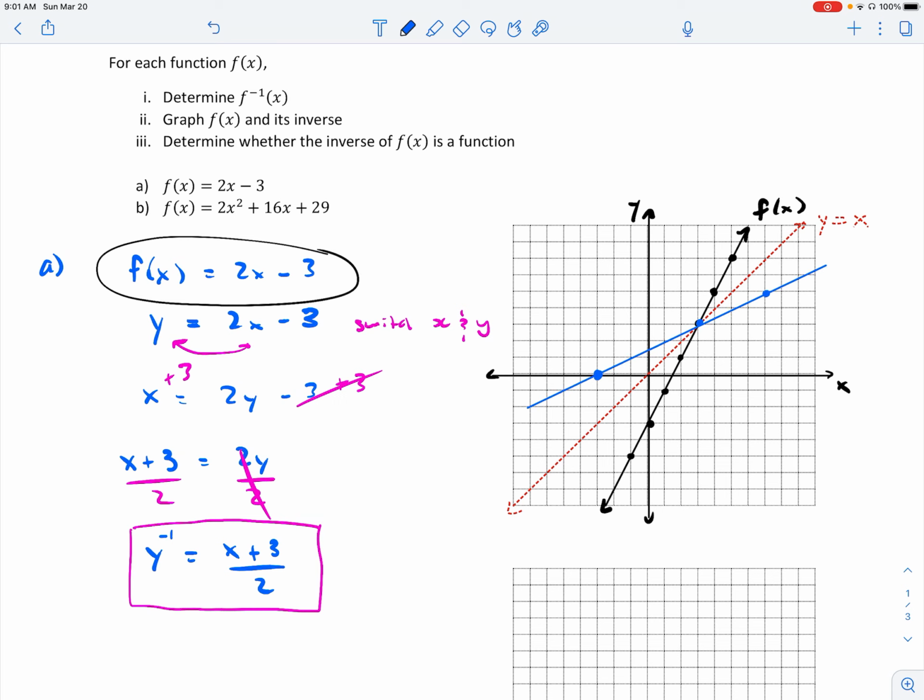I also know that when I do the inverse of a function with a slope of 2x, the inverse actually has a slope of a half x. So I can also see I have a slope of a half. So from one point, if I move over 2 and then go up 1, I get the slope. Okay, so that is f inverse x.